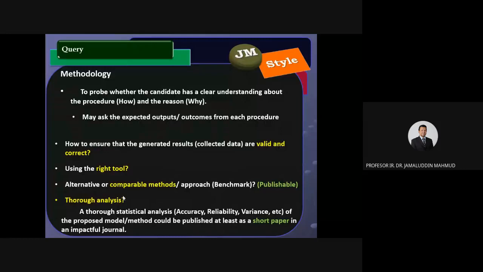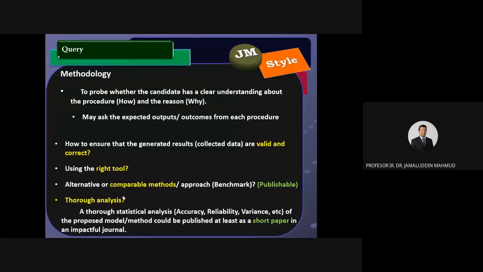Say you are doing the finite element method, for example. Is there any other method that can be used to compare your results? Or any other approach, like instead of finite element simulation, maybe you want to do experiments. And for this benchmarking, if they benchmark between two methods, the one that they're doing now and some established method, then the result from there is also publishable. It's a very good work that you can publish in an impactful journal.